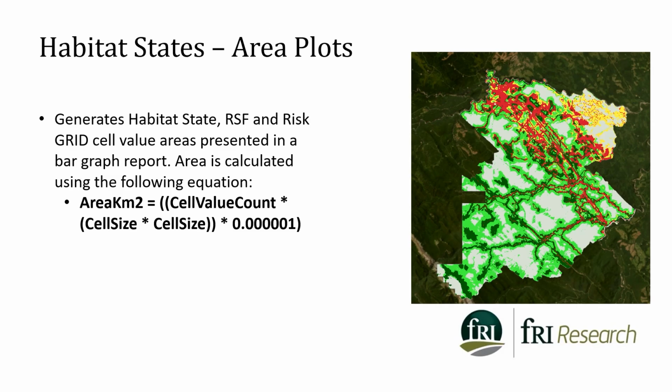Now that we've run our habitat states tool, we can now run our habitat states area plot tool. The area plots tool generates habitat state, RSF, and risk grid cell value areas presented in a bar graph report. The area is calculated using the following equation, which I'm not going to read, but it's here for reference. And essentially, it gives us a bar graph for each of our bin values or values for each RSF, risk, or habitat states. So for RSF, that would be our 1 to 10. For risk, that'd be 0 to 10. And for habitat states, that would be our primary sink or secondary sink, and our primary habitat and secondary habitat.